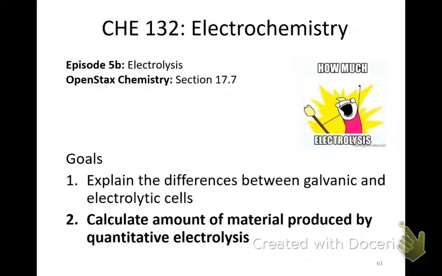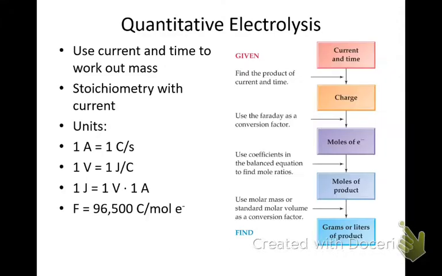In this video, we're going to talk about how we can quantify electrolysis. We can calculate how much material we produce by electrolyzing at a particular time. So, quantitative electrolysis is really like a stoichiometry problem.